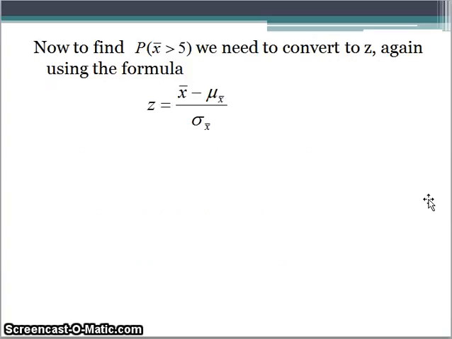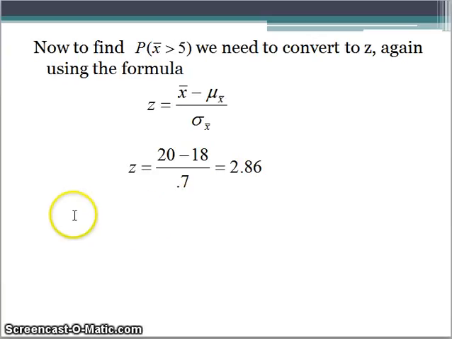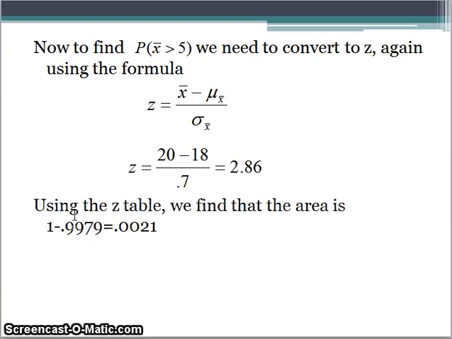So now we want to find the probability that X bar is greater than 20. That's a typo there, it should be X bar greater than 20. We need to convert to Z. We take 20 minus 18, that's mu sub X bar, over sigma sub X bar, and we get 2.86. If we look at the Z table, we get that the area there is 0.0021. Okay, so that's the answer to that problem.